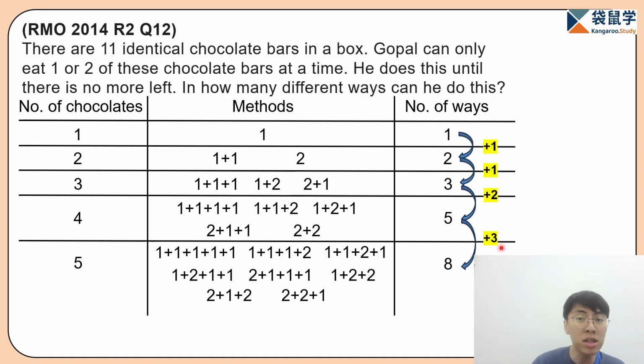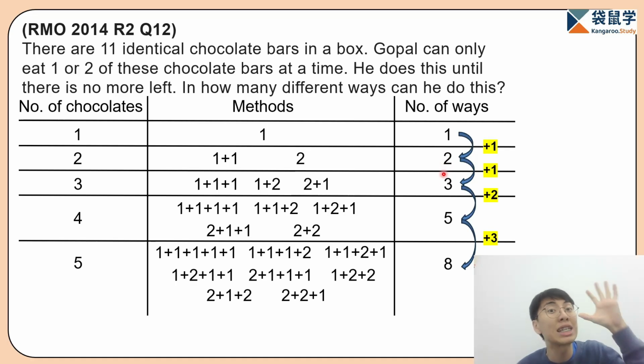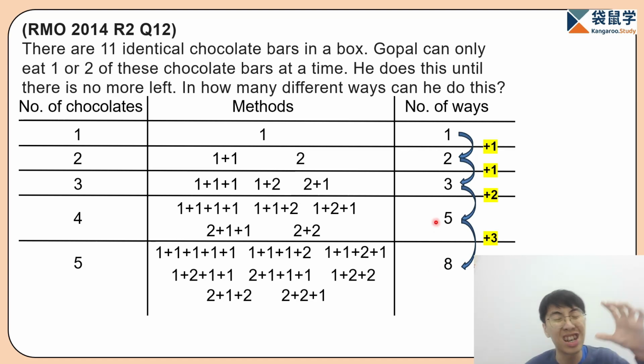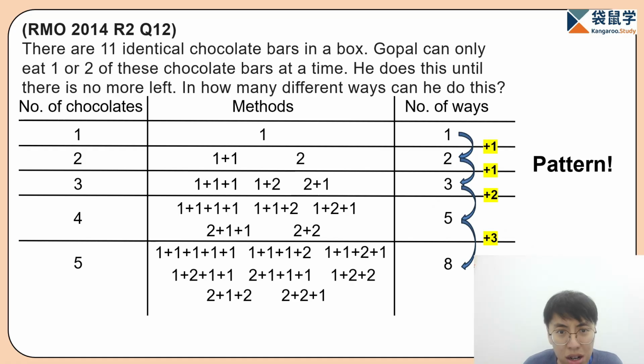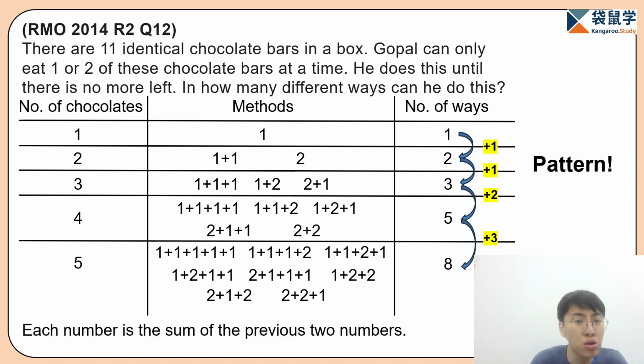It seems like the 3 comes from here. So, what do we notice? Each of these numbers, for example 5, is just the previous 2 numbers added up together. Well, 8 is just the previous 3 and 5 added together. So now it seems like we have found the pattern. Each of these numbers is just the previous 2 of them added up together.